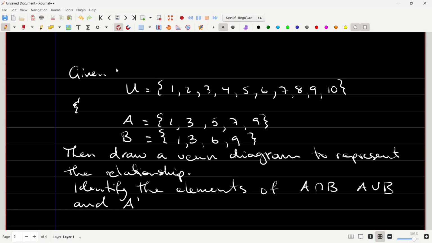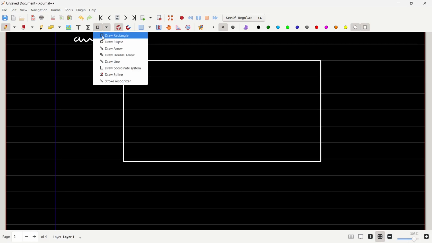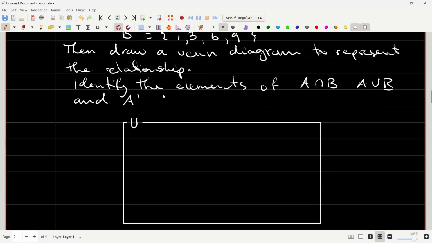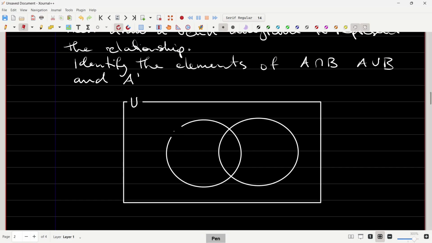Let's try another. Given the universal set 1, 2, 3, 4, 5, 6, 7, 8, 9, 10, and A is 1, 3, 5, 7, 9, and B is 1, 3, 6, 9, we are required to draw a Venn diagram to represent the relationship between the sets. First, we draw a rectangle for the universal set. Next, we draw circles to represent A and B. Notice that A and B have elements in common, so the set circles need to overlap. Finally, we simply place all the elements where they belong.